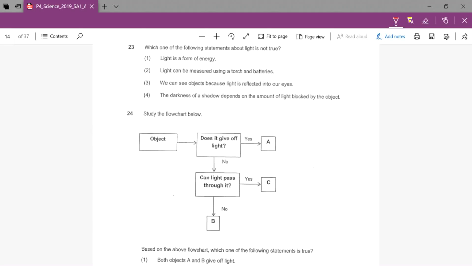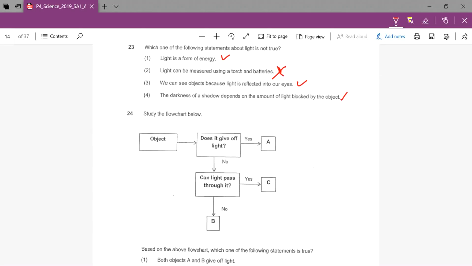Which one of the following statements about light is not true? Light is a form of energy. It's definitely true. Light can be measured using a torch and batteries. No, it cannot be measured using a torch and batteries. There is light when there is a torch powered by batteries, but it is not measured by the torch. We can see objects because light is reflected into our eyes. Yes. Darkness of a shadow depends on the amount of light blocked by the object. Yes.